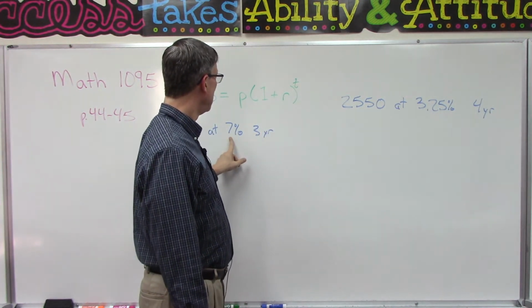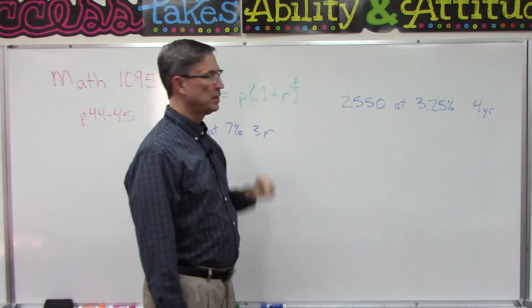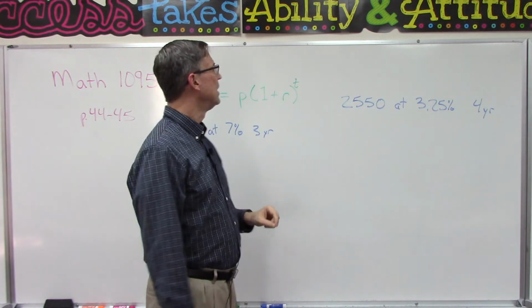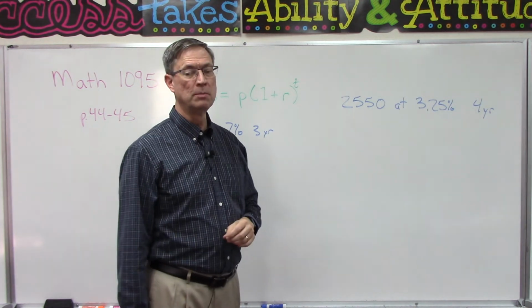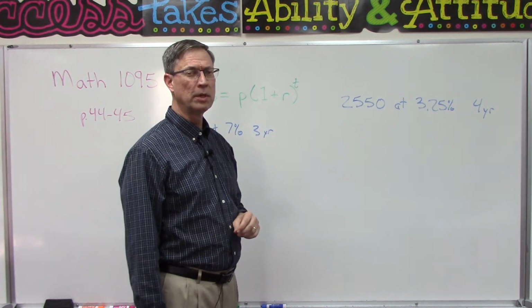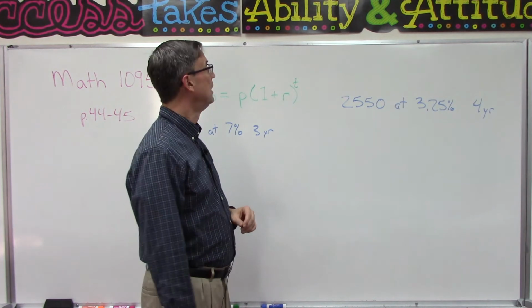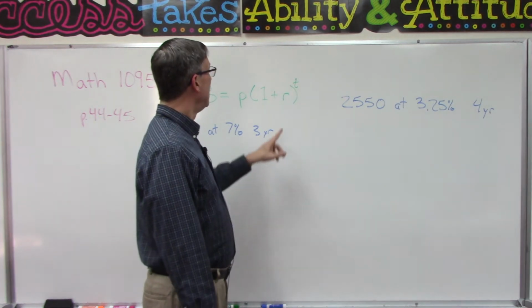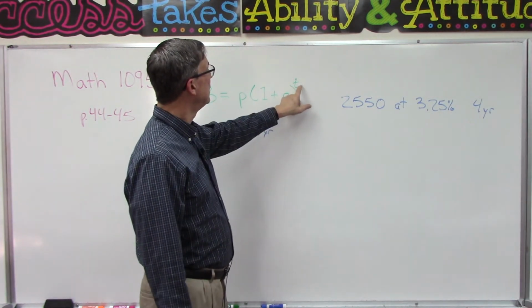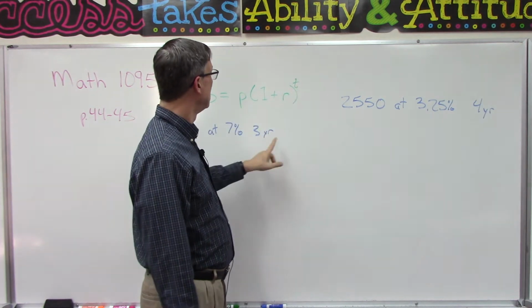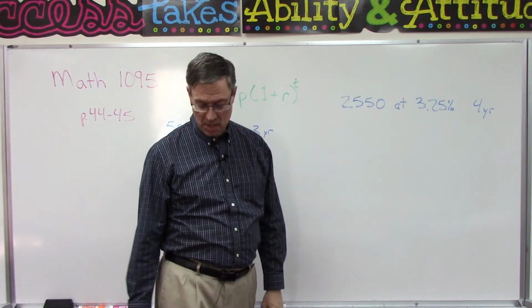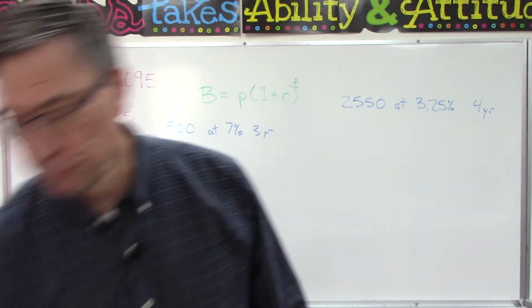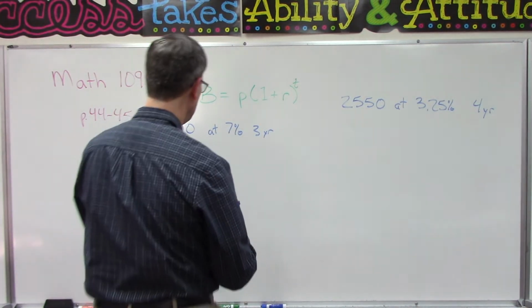Now here it says 7%, but we don't add 1 plus 7 to get 8, okay? We have to turn this into a decimal. I'll show you how we do that in just a minute. Make sure you have a calculator handy, by the way, for this problem. That's very important. And then the T up here, this exponent, is the time in years. Okay, so let me grab my calculator. Mine's on my phone here.